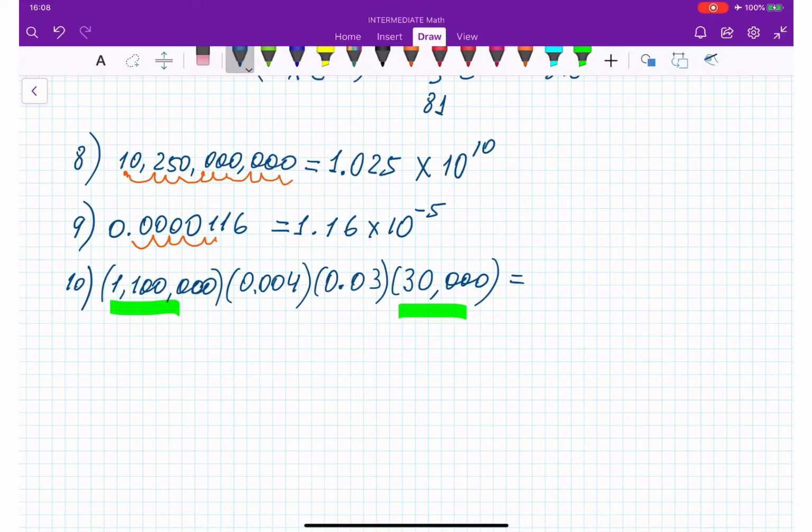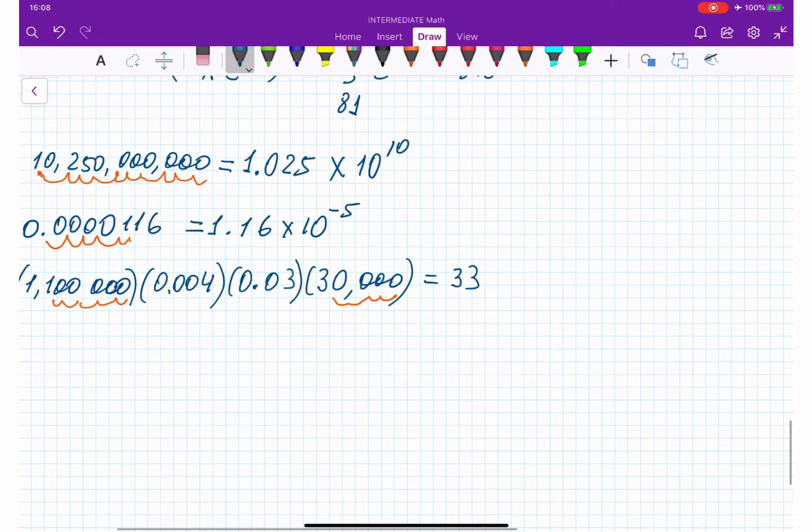It's going to be equal to 11 times 3, which is 33. And then after that, let's count how many zeros we have. So we have 1, 2, 3, 4, 5. Since when you multiply, you add all exponents. So 5, I'm continuing, 6, 7, 8, 9. So it's going to be 9 zeros.